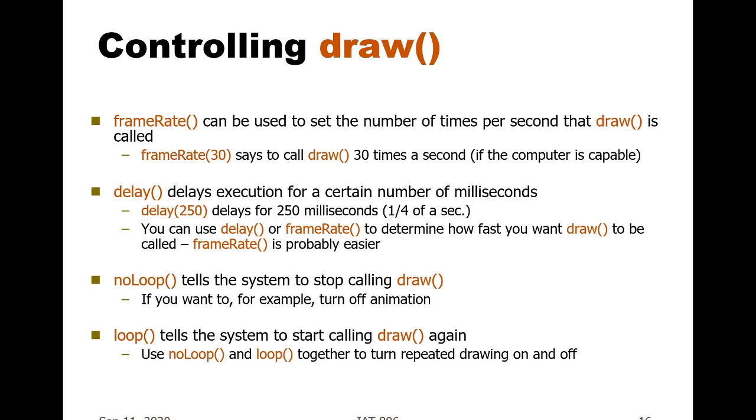Now, if you were to put a no loop within the draw method as we have it right now, there's no way that you could turn automatic draw calling on again, because there's no automatically called method to execute a loop call. But we'll see how that can be done later on. So at the moment, just recognize that loop and no loop are things that you could use if you wish to.